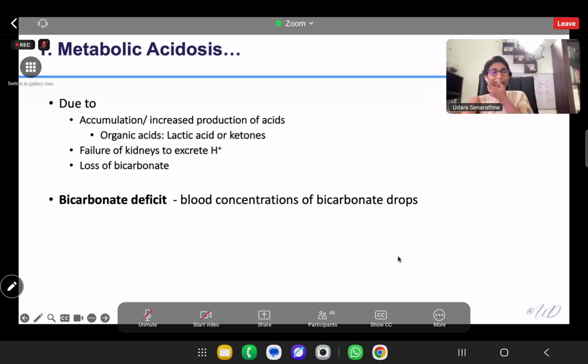Okay, so let's start with metabolic acidosis. So what is metabolic acidosis? Acidosis means you're having excess acids. So if you're having excess acids due to the metabolic component, that means your pH would be directly proportional to the metabolic component. Therefore, your pH would fall.